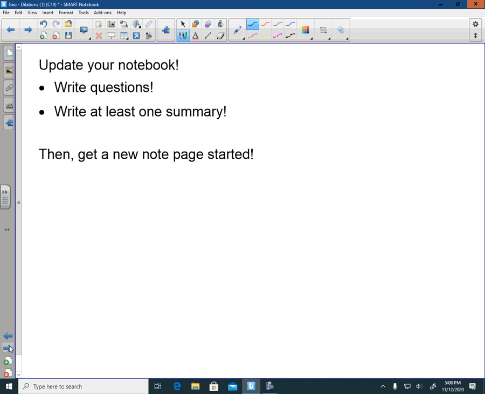But before we do that, you're going to update your notebook. In some right-hand column, somewhere in your notebook, write yourself some questions on a page that you haven't done that yet. Find another page where you need to write a summary. Remember that summary is going to be the answer to the essential question on that page. And then do what you got to do to get a new page started. You can go ahead and pause and do that.